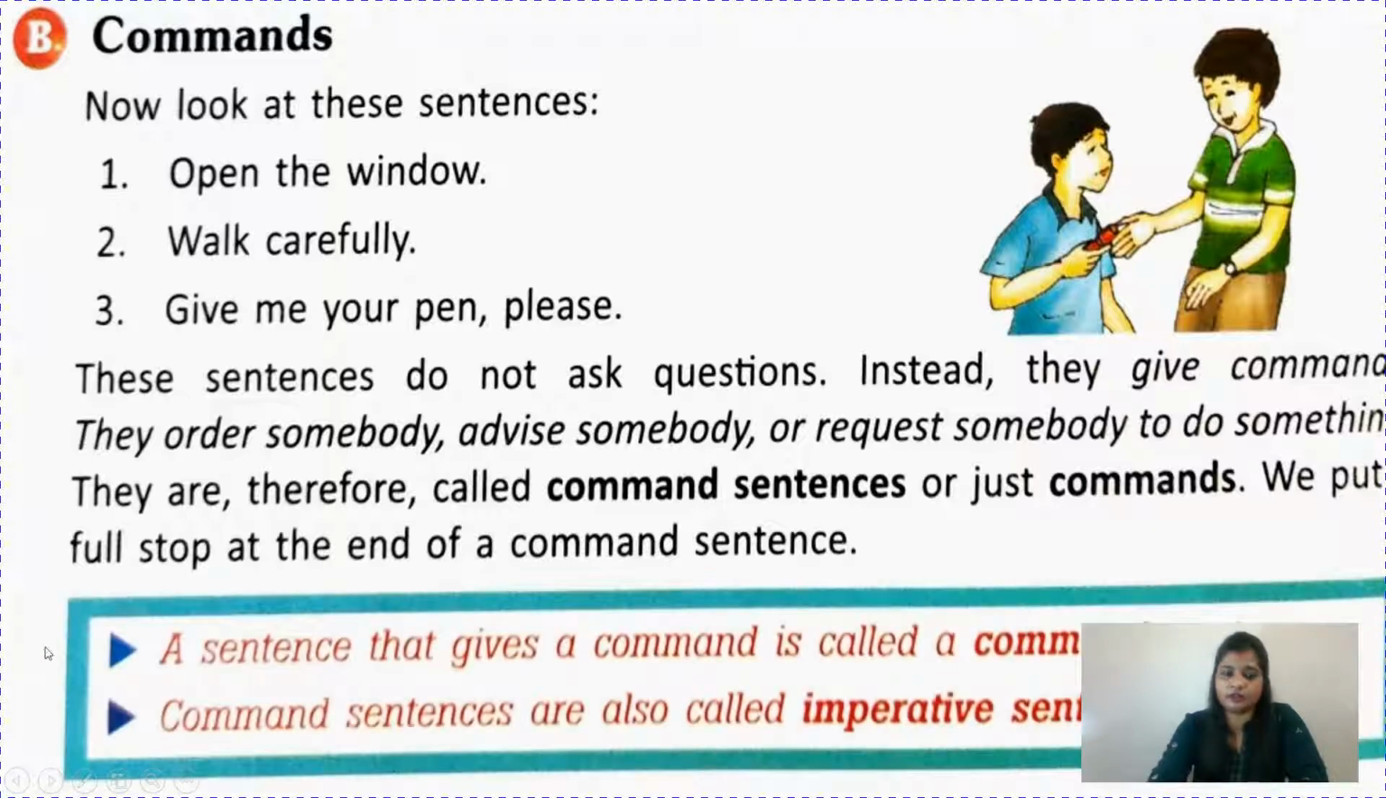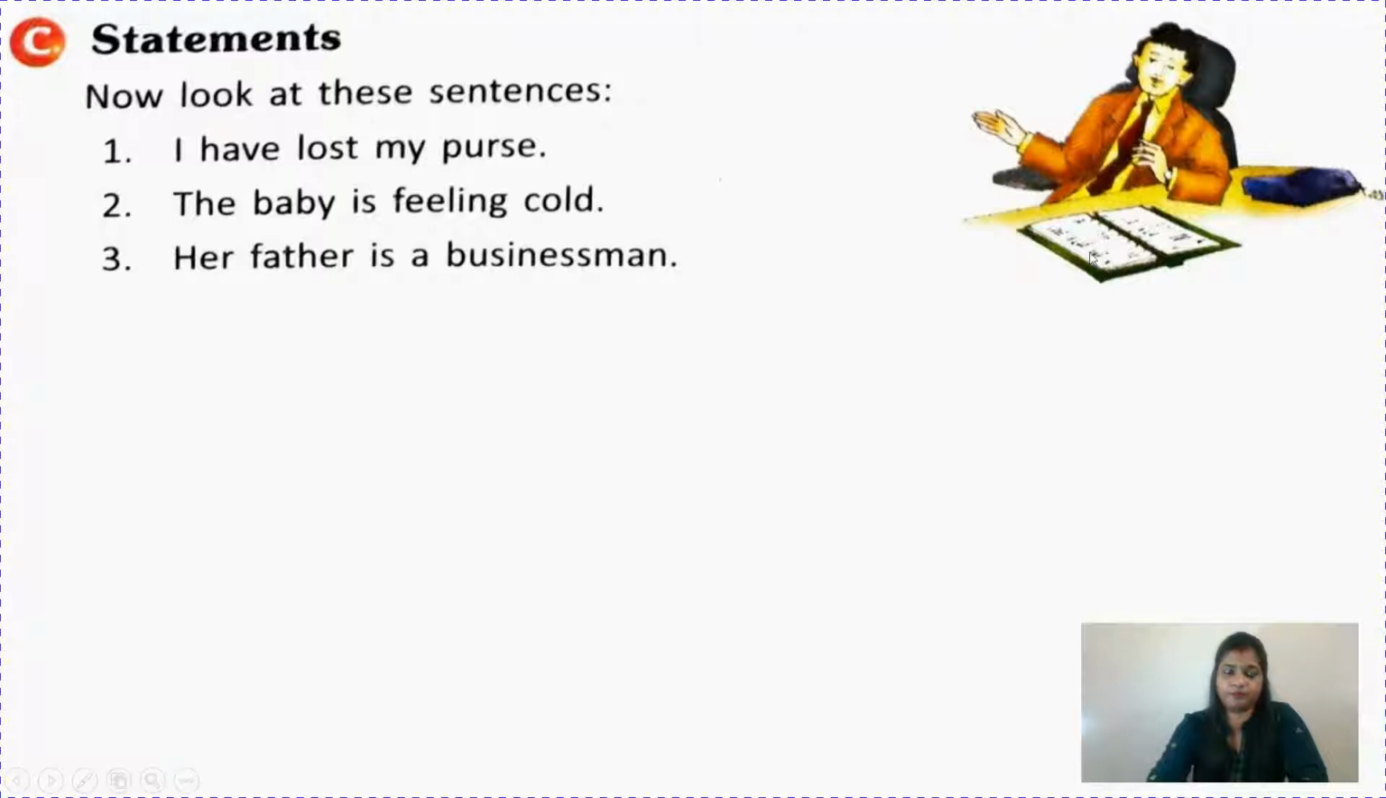So again, you have to learn two things here. A sentence that gives a command is called a command sentence. And command sentences are also called imperative sentences. Like we learned in the first one, a question is called an interrogative sentence. In the same way, command sentences are called imperative sentences.